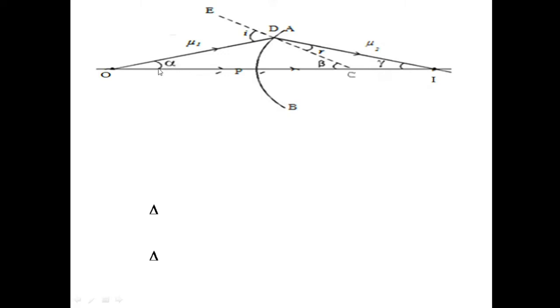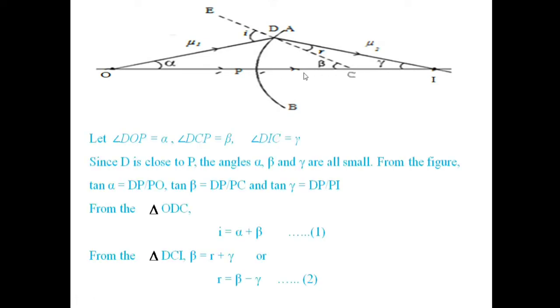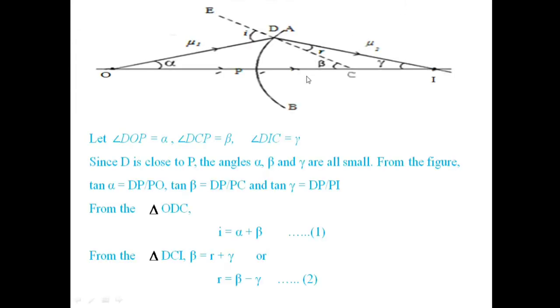Alpha is the angle made by ray OD with the principal axis. Beta is the angle made by ray DC with the principal axis, and gamma is the angle made by DI with the principal axis. Now, as D is close to point P, tan alpha is equal to dP upon PO, tan beta is equal to dP upon PC, and tan gamma is equal to dP upon PI.